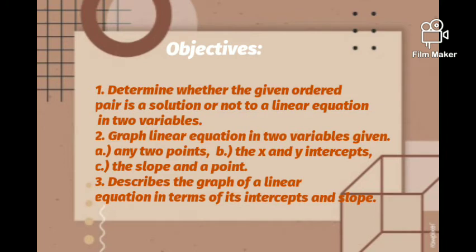First, determine whether the given ordered pair is a solution or not to a linear equation in two variables. Second, graph linear equation in two variables given A, any 2 points, B, the x and y intercepts, and C, the slope and a point. Lastly, describe the graph of a linear equation in terms of its intercepts and slope.